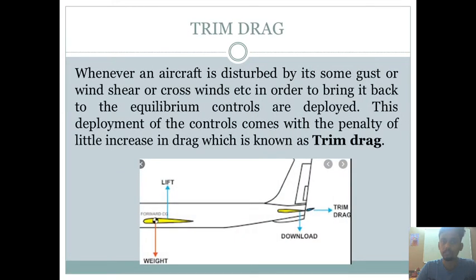Next, let us see about the trim drag. Whenever an aircraft is disturbed by some gust or wind shear or some crosswinds, etc., in order to bring it back to the equilibrium, some controls are deployed. These controls are nothing but the trim tabs which are located at the rudder surface and the elevator surface, and some flaps. These trim tabs are used to make the aircraft stay in equilibrium in the crosswinds. This deployment of controls comes with the penalty of some little increase in drag, which is known as the trim drag, okay?